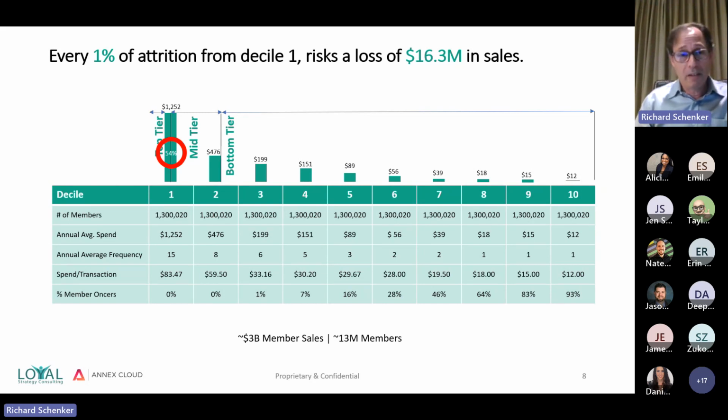So as a retailer, this retailer would really want to make sure that they're not seeing attrition out of this particular decile, because these customers are ardent customers. They spend a lot of money with the brand. And even a 1% attrition could be detrimental to the business.